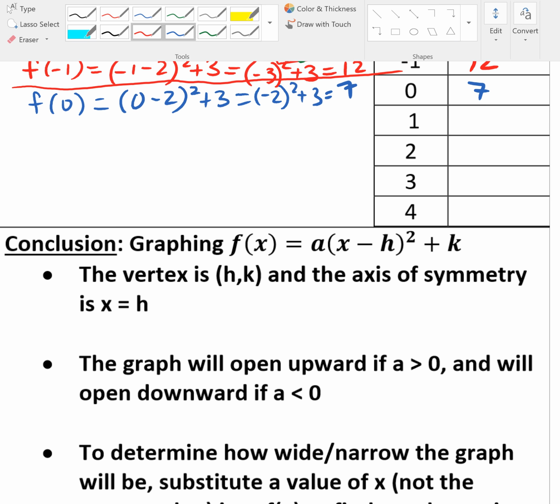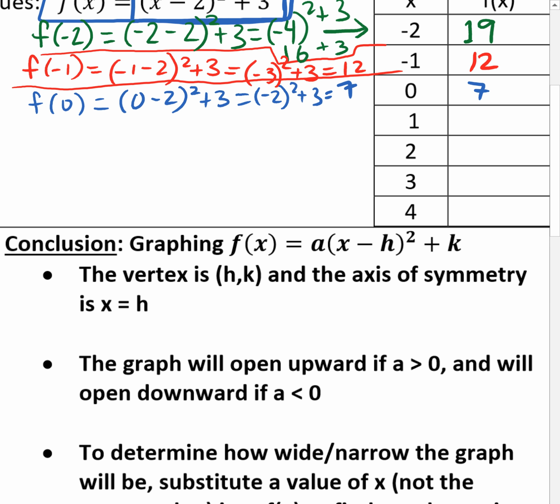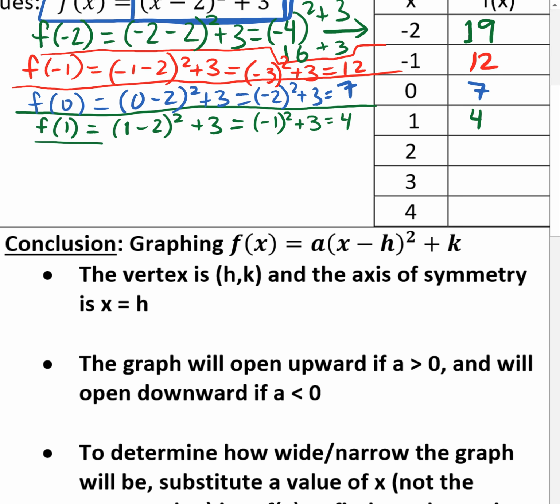Now let's try 1. At this point, if you're getting the hang of this and you're saying, I could just plug these in my head and not really write it out, don't feel like you have to write it out. You can just plug these in your head and see what happens. If I replace the x with a 1 this time, it'll be 1 minus 2 squared plus 3. 1 minus 2 squared is -1 squared. -1 squared is 1. 1 plus 3 is 4. So that value is a 4.